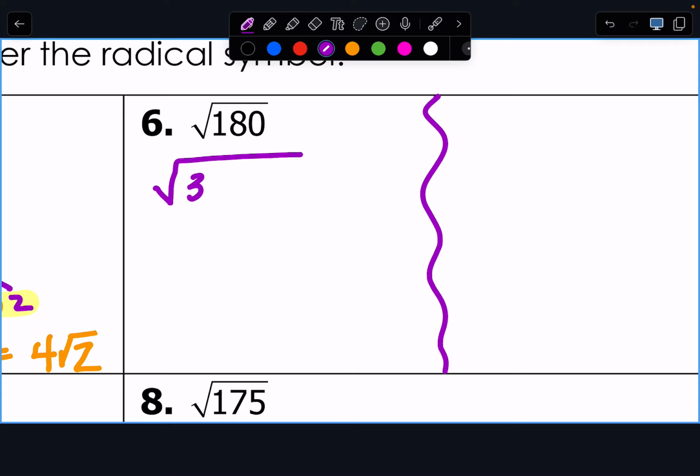It's 36 times 5, which means our answer is 6 square root 5. Okay, let's talk about the second way.